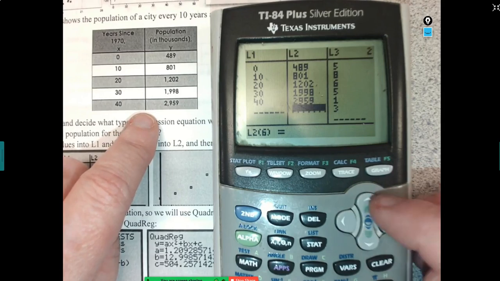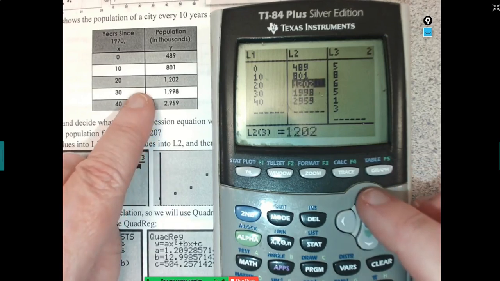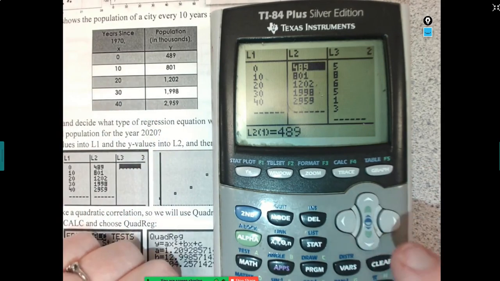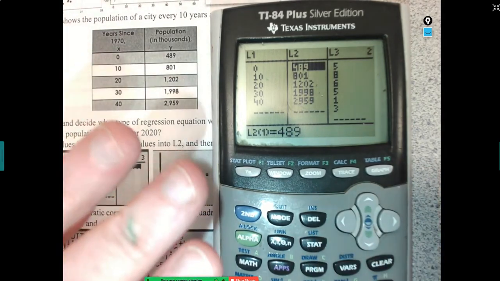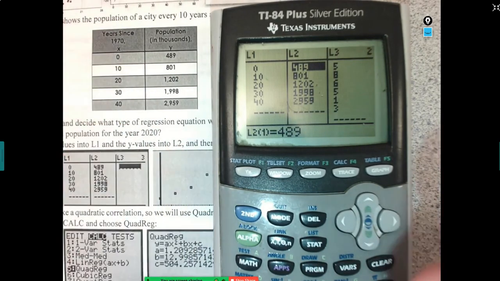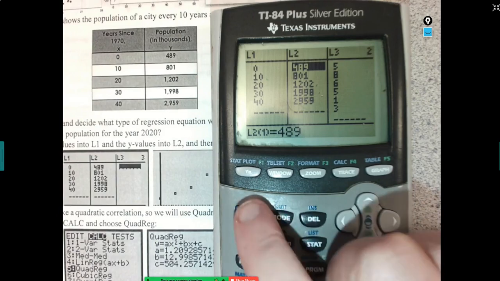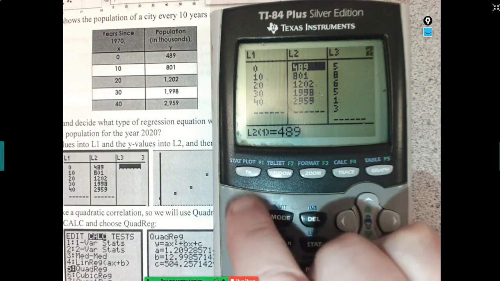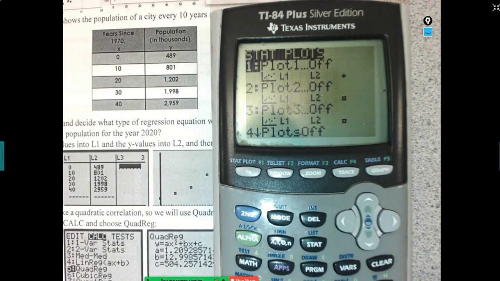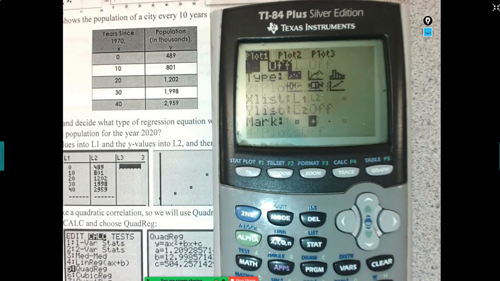Okay, and I'm just going to double check those. Okay, that's looking good. So I'm going to press the stat key. No, I'm not going to press the stat key. I want to look at the scatter plot first. So I'm going to press the second button and the Y equals button. Then I'm going to press enter.